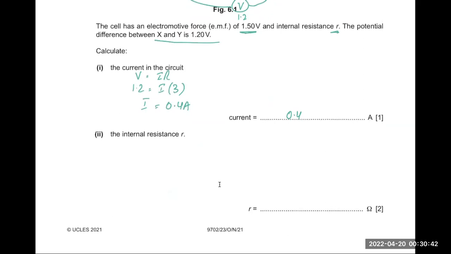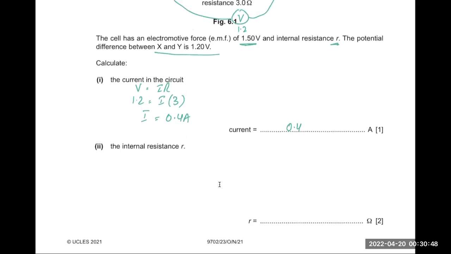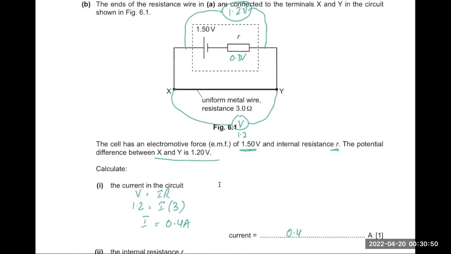Part 2, the internal resistance r. Now, we've already solved most of it. We have already marked that the lost volts inside are 0.3. We've already found out that the current in the circuit is 0.4 amperes. So the current inside the internal resistance is also 0.4 amperes.